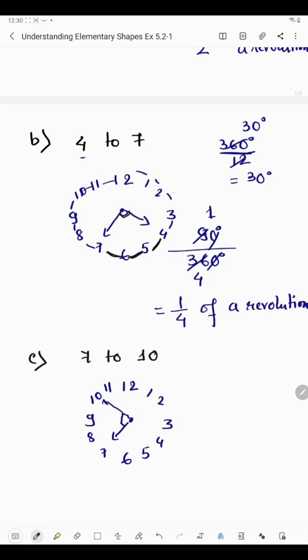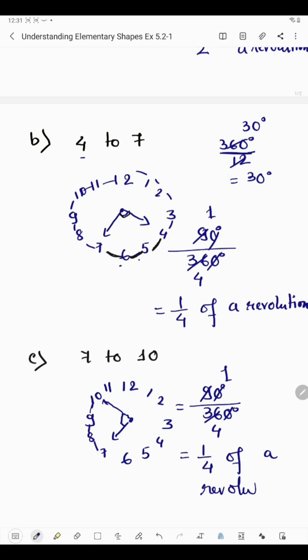So we'll just count the number of gaps. In the previous cases we observed that after 3 gaps we get 90 degrees. So here also we'll count the gaps from 7 to 10. 7 to 8, 1 gap, 8 to 9, 1 gap, 9 to 10, 1 gap. So here we have 3 gaps. 3 gaps means it makes 90 degrees out of 360 degrees, because 360 degrees is the complete revolution. If you cancel the zeros, 9 ones are 9, 9 fours are 36. So it is 1/4 of a revolution.